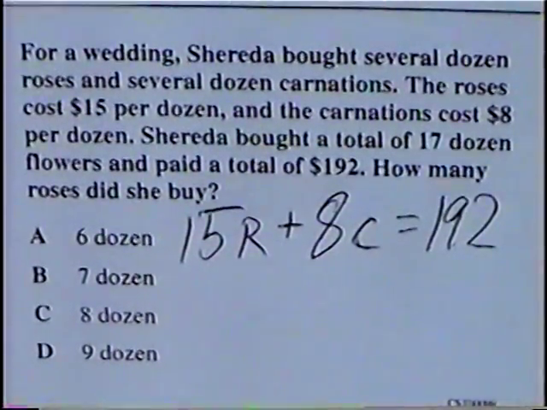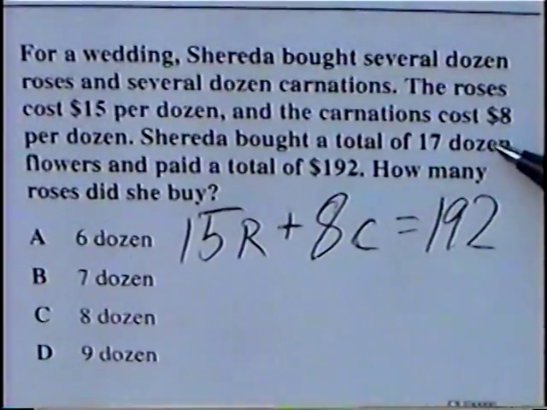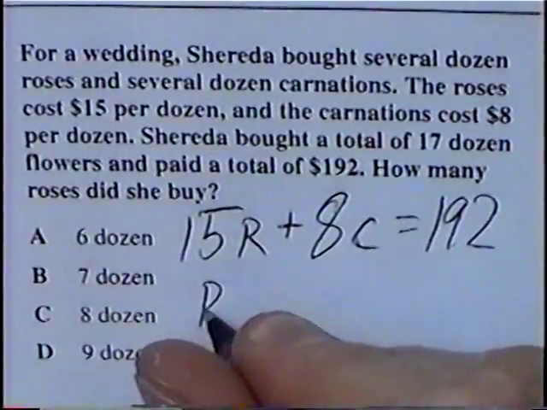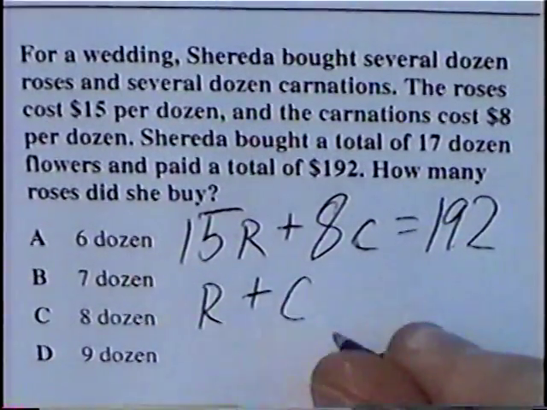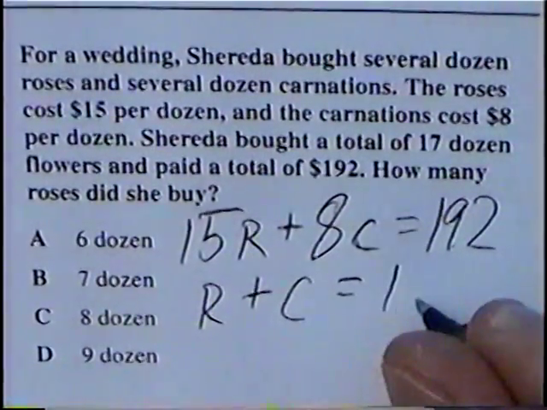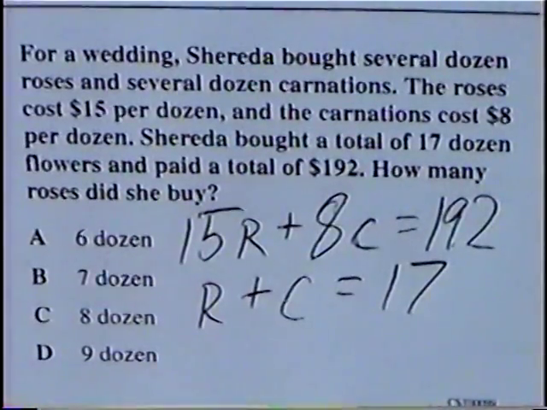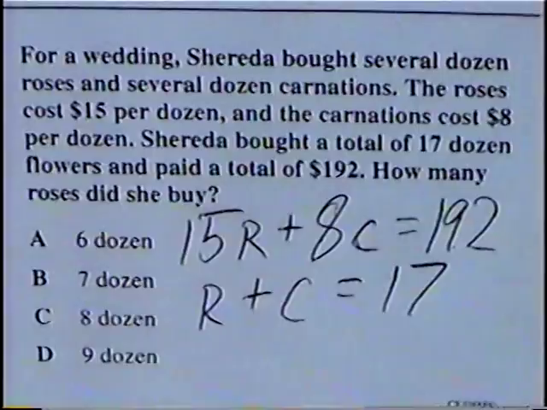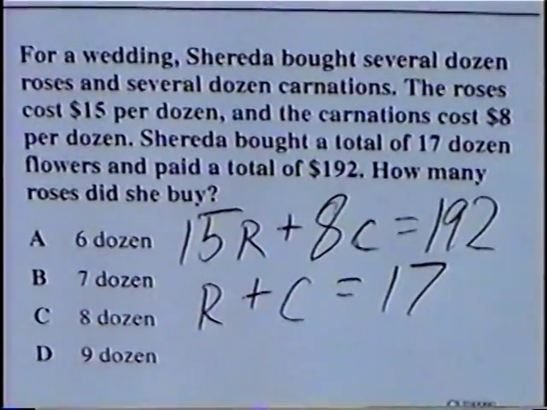The second equation that we can write: there was a total of 17 dozen flowers bought. So the two variables, or the two amounts, R plus C, the number of dozen bought, would be equal to 17. Solving from here, we want to look for the number of roses that were bought, so we want to solve for R.